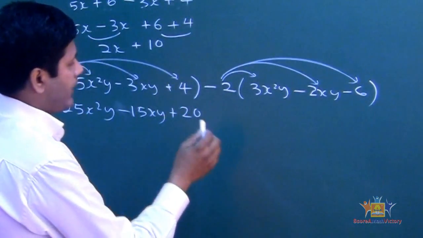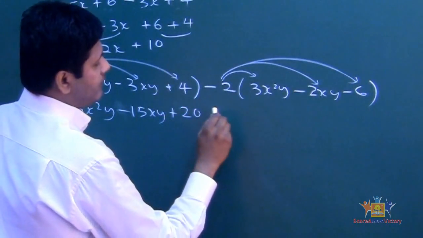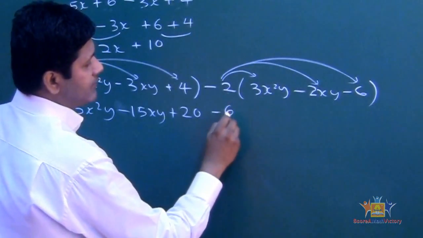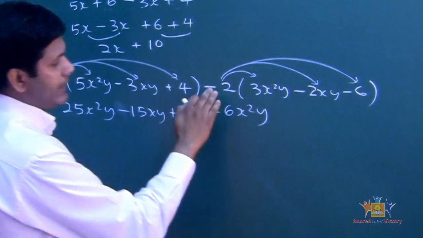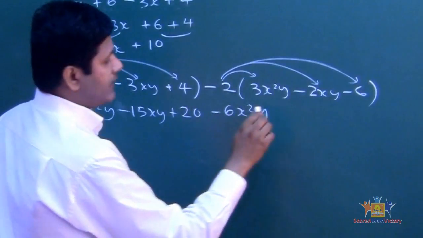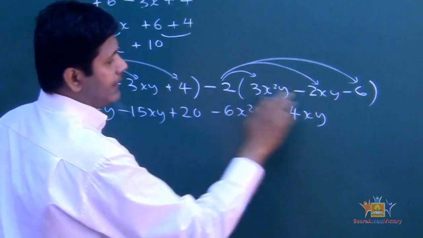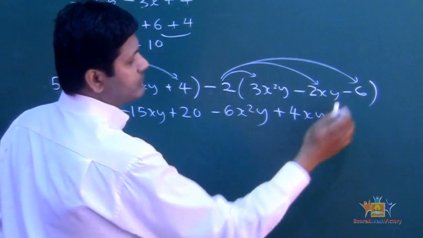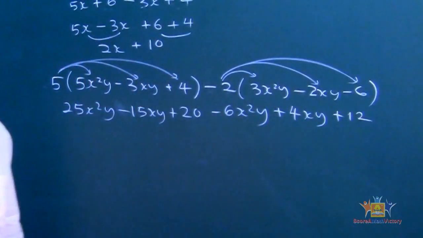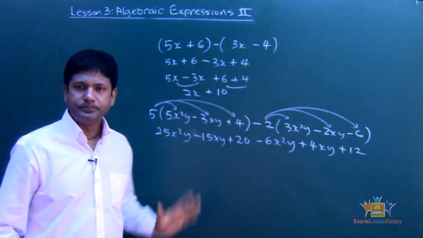Now we're going to go to this one. Negative and positive, negative. 2 times 3, 6 x squared y. Negative and negative, positive. 2 times 2 is 4xy. Negative and negative, positive. 2 times 6 is 12. See that? Very important, okay?